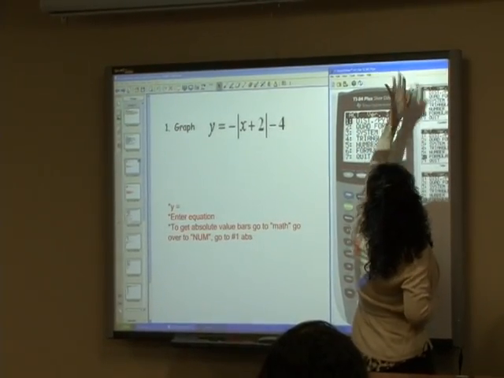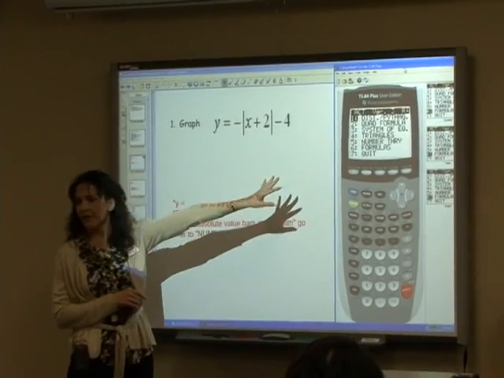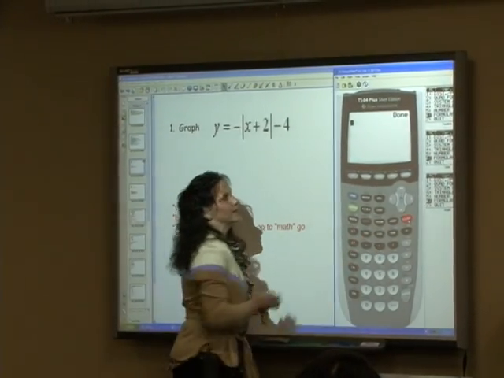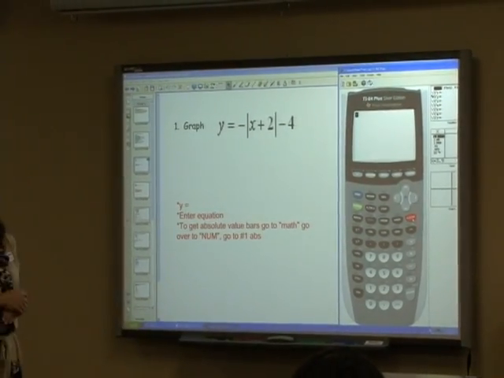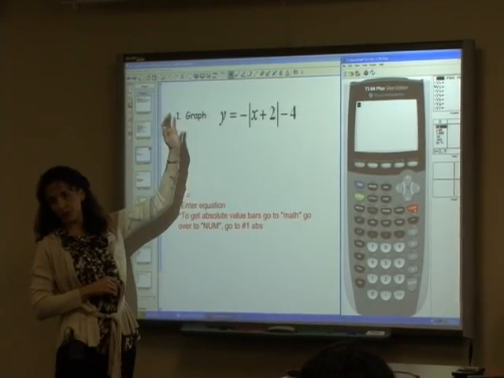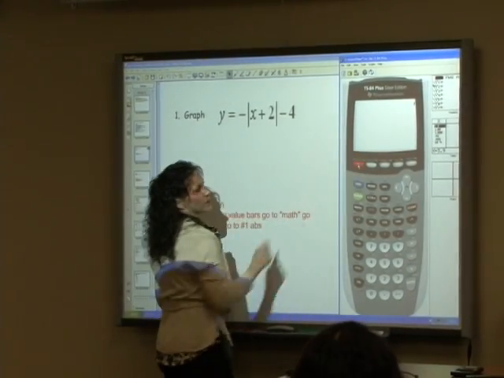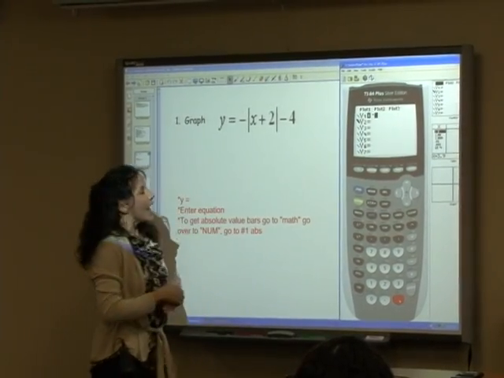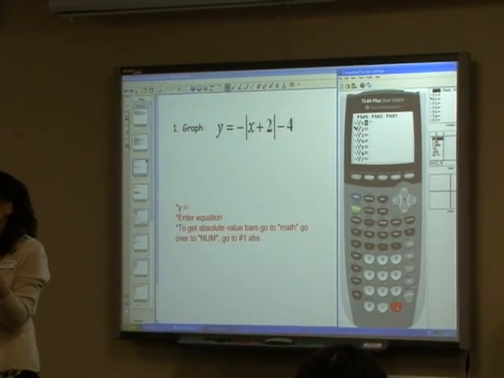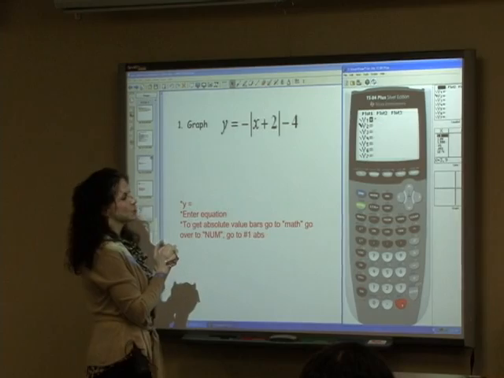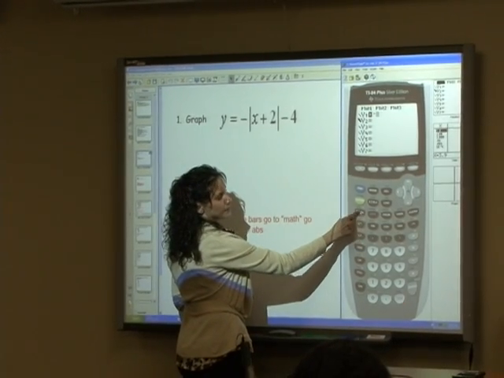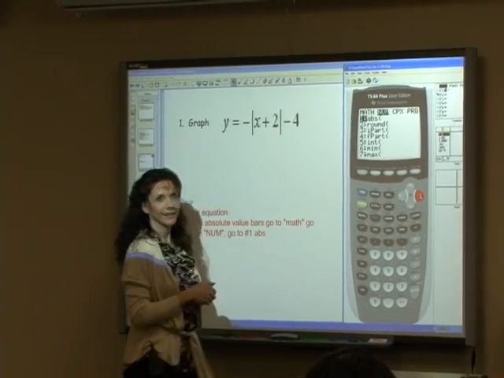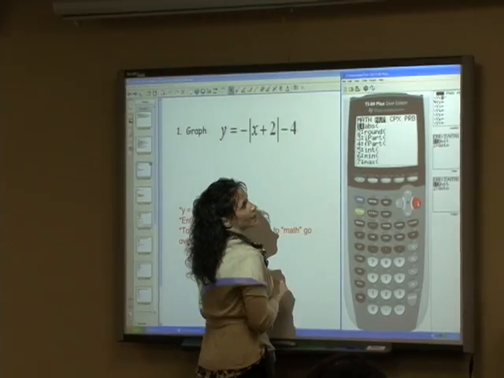All right. So when you need to get out of your ACT program, I'm going to hit 7 for quit, and then my clear button. Okay, so we're going to graph this. To graph something, we're going to hit our y equals, upper left-hand corner. I'm going to hit my negative sign, bottom right-hand corner. And I need absolute value bars. Sometimes you forget where absolute value bars are. Here's how you get to your absolute value bars. I'm going to hit math on the left-hand side, hit my right arrow key, and then hit number 1 for absolute value.